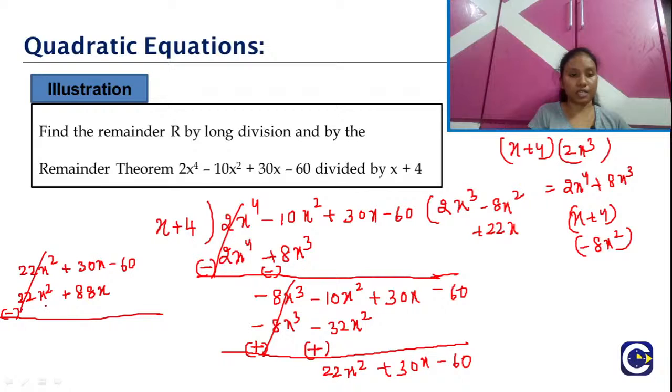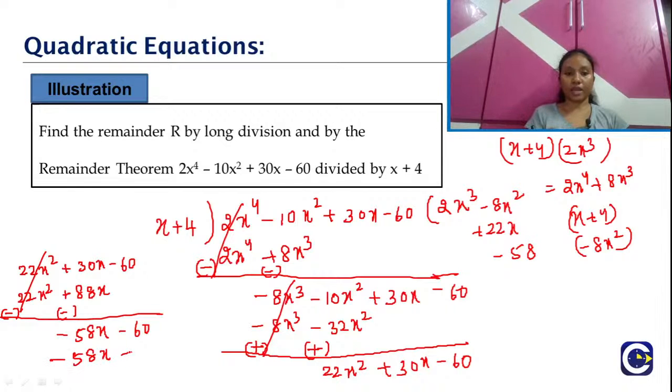So minus, eliminated, minus here, so it will be minus 58. So minus 58x minus 60, right, guys? So now we should be having only minus 58 here. So if we multiply with minus 58, this will become minus 58 and then minus 58 into 4, right?